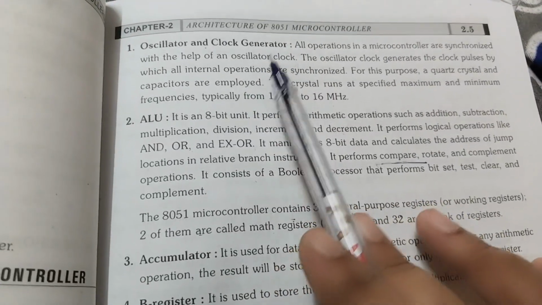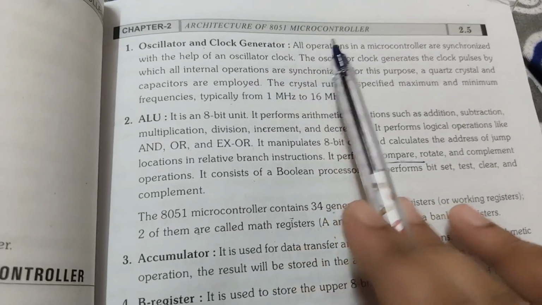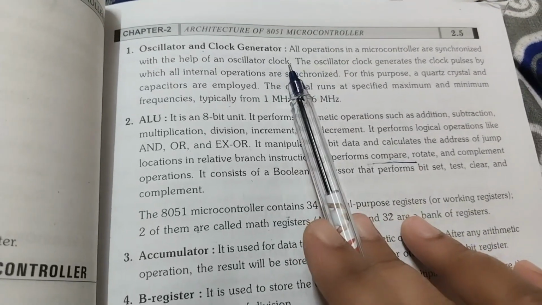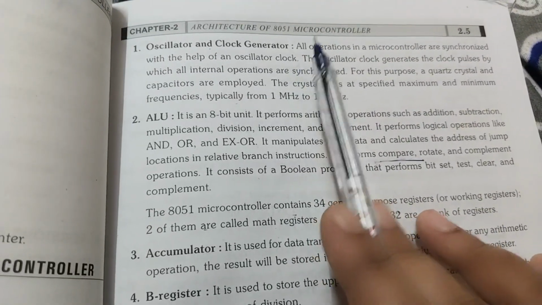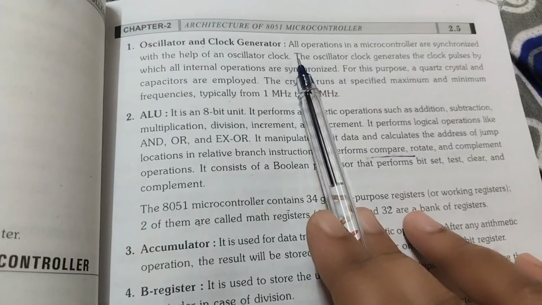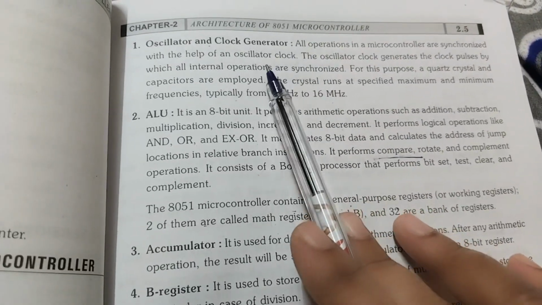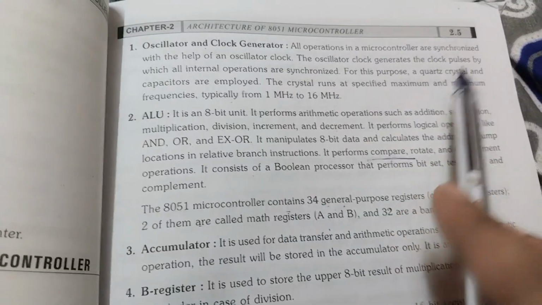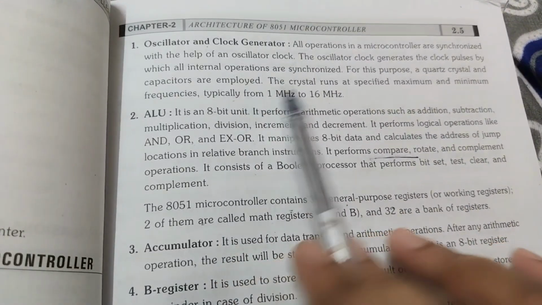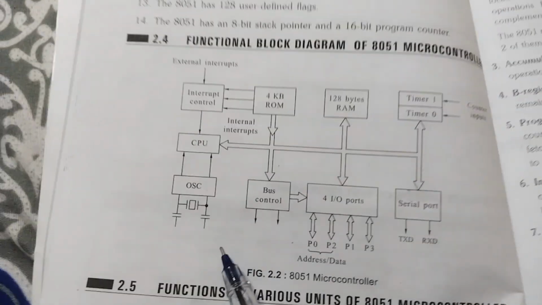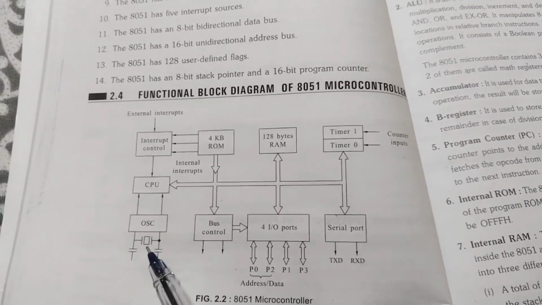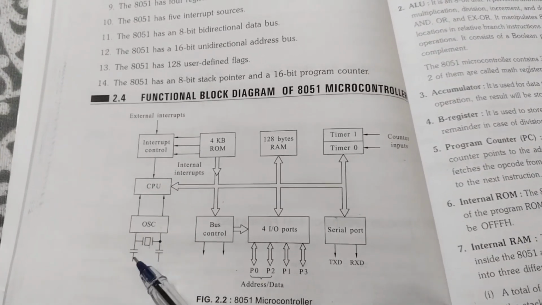Clock generator and oscillator. All the operations in the microcontroller are synchronized by means of an oscillator clock. That means whatever task is performed by the microcontroller will be synchronized using this oscillator clock. For this purpose a quartz crystal and capacitors are employed. So in order to synchronize these operations, we are using a quartz crystal, along with the capacitors.